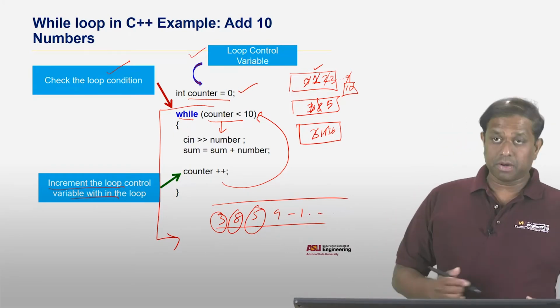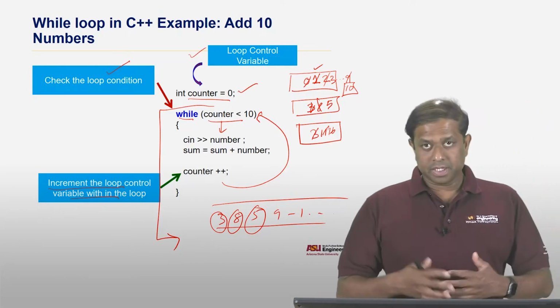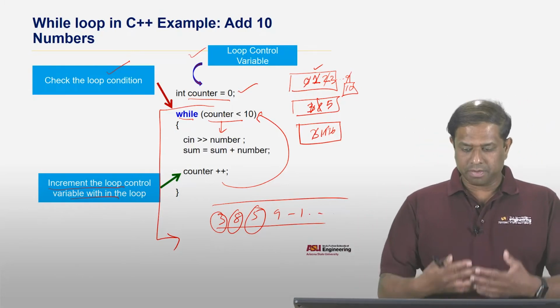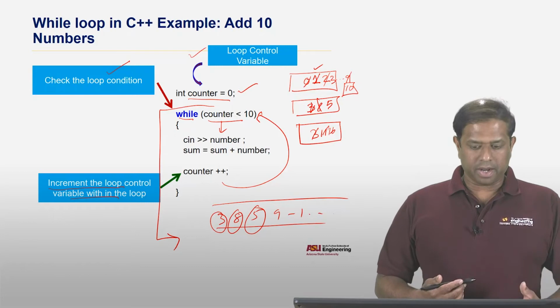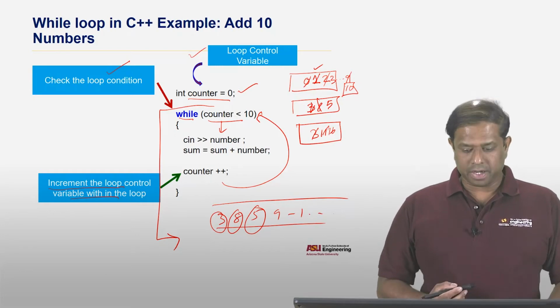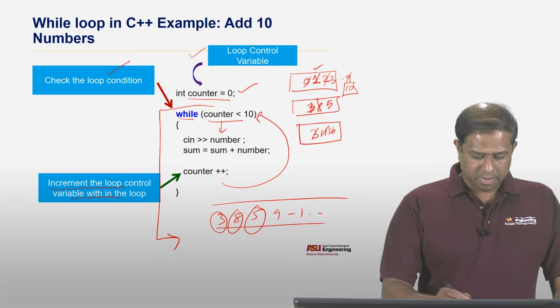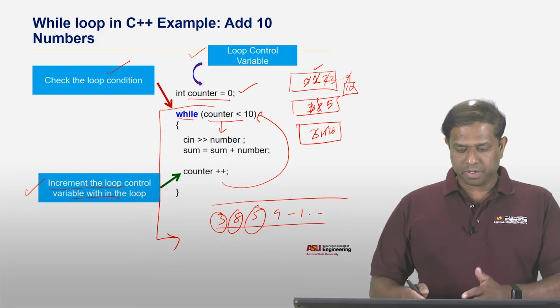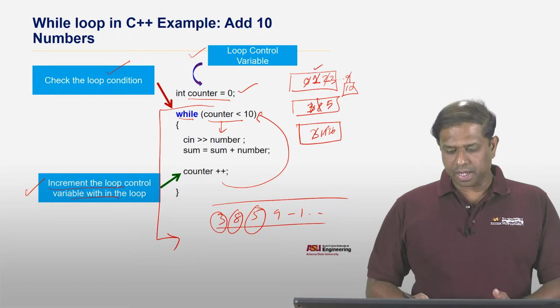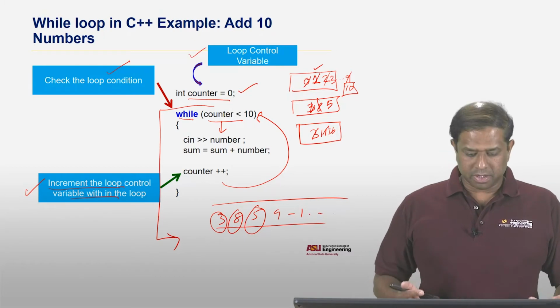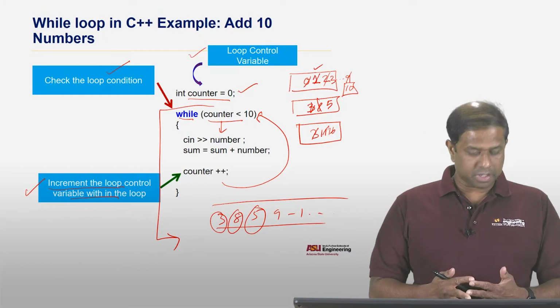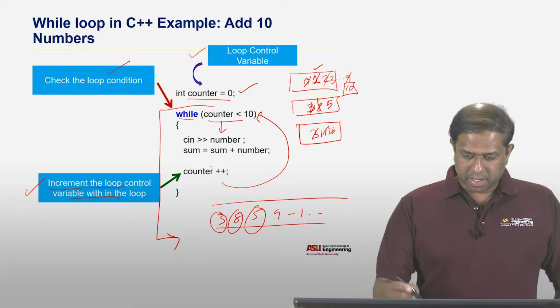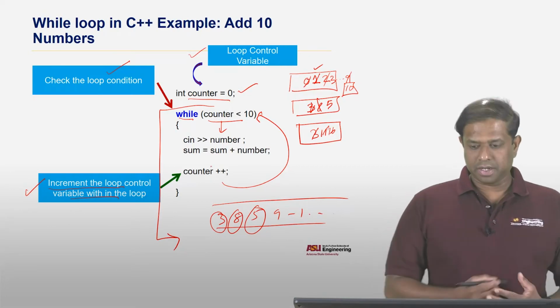If you don't do counter plus plus, counter will always be 0. Then we are going to read numbers infinitely. That kind of loop is called an infinite loop, right? We always need to have a loop control variable update. The update happens to be increment by 1 this time. It is not going to be the case all the time. It depends on the problem that we are solving. This one is going to nicely handle the situation here.